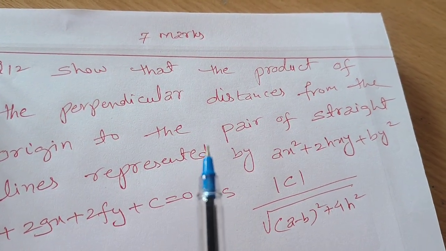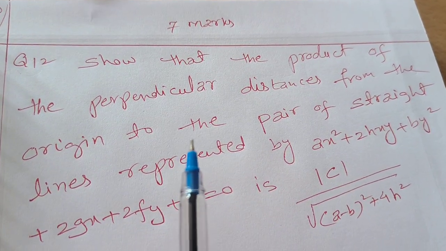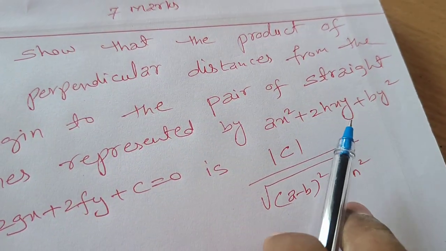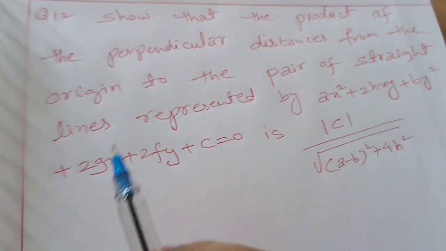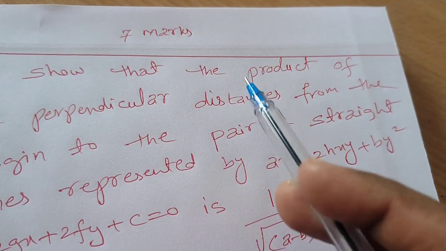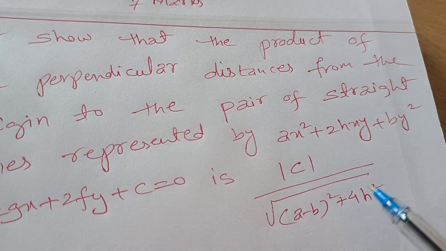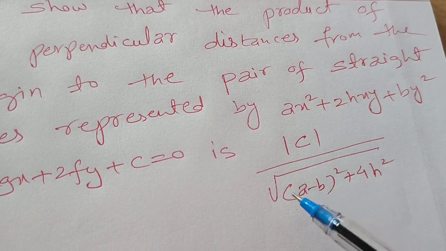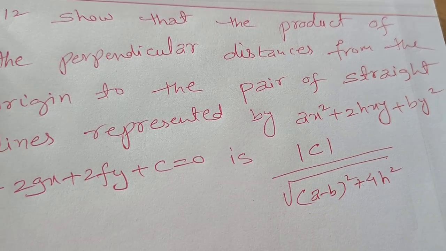In this problem we have to show that the product of the perpendicular distances from the origin to the pair of straight lines represented by the equation ax square plus 2hxy plus by square plus 2gx plus 2fy plus c is equal to 0 is mod c by square root of (a minus b) whole square plus 4h square.